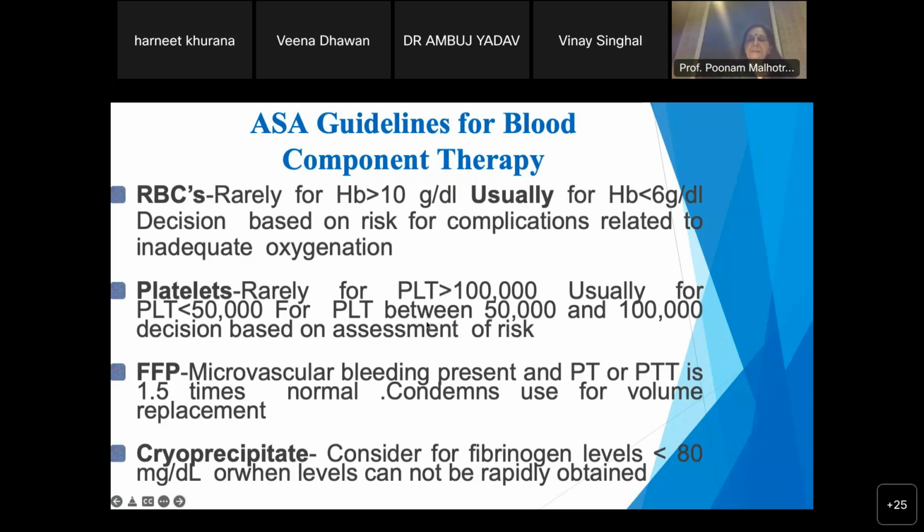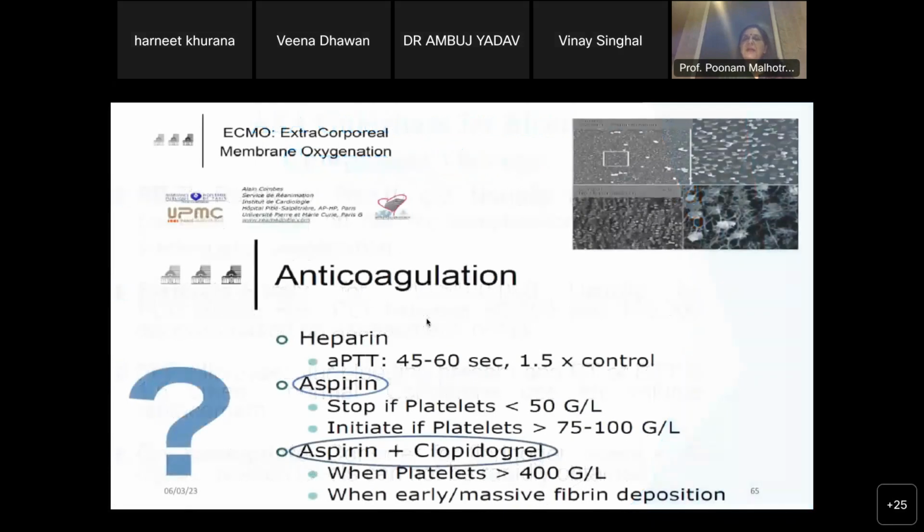Next, please. While we are doing these guidelines, let's remember that aspirin should be stopped where platelets are less than 50, and initiated again if an adult patient needs aspirin when the platelets are higher. Aspirin plus clopidogrel you should give only when platelets are more than 400, so more than 4 lakhs. Otherwise, withhold these drugs as far as possible. This is very important during ECMO. Next, please.